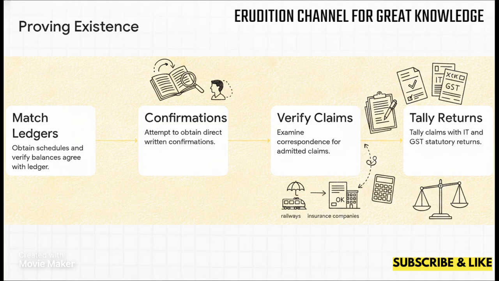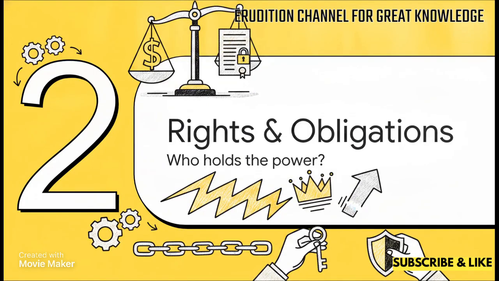And it goes deeper. If the company is claiming advances against, say, insurance companies or railways, the auditor has to examine all the related correspondence to ensure only admitted claims are shown. No wishful thinking allowed. Finally, they pull copies of statutory returns, like IT and GST returns filed with the authorities, just to verify that the amount recorded in the books perfectly tallies with the claims actually made. Moving right along to our second pillar, rights and obligations.